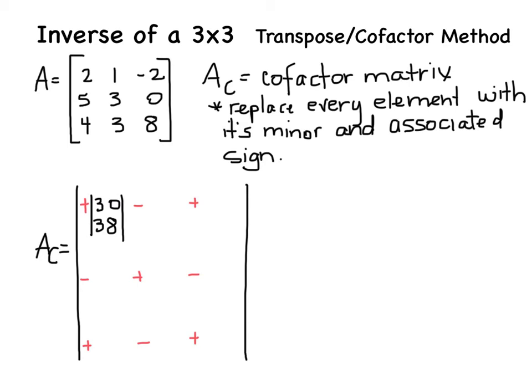Okay, where did I get that? I crossed off this row and this column. It leaves me with 3, 0, 3, 8. This 1, if I cross off the row and column associated with the 1, I have 5, 0, 4, 8. Okay, cross off the row and column for the negative 2. I have 5, 3, 4, 3.